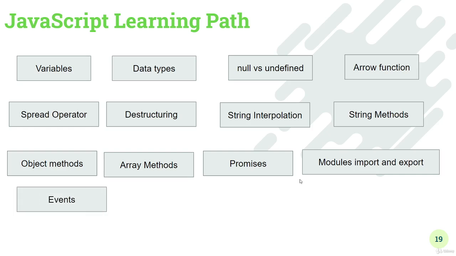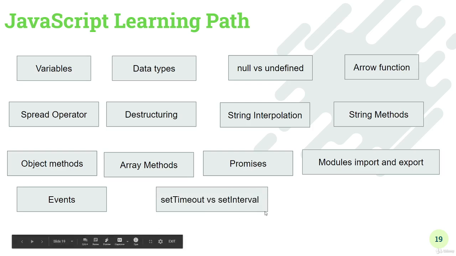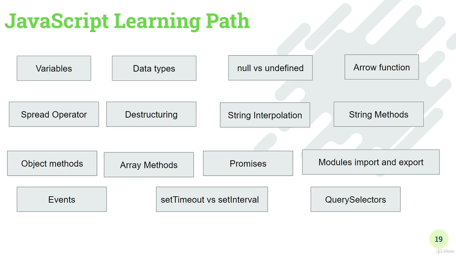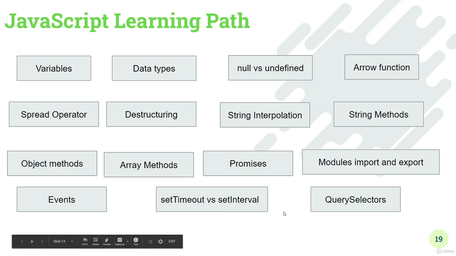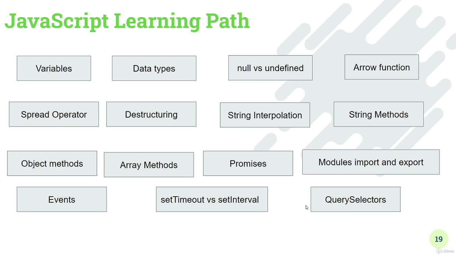After that, we'll look into events. Every programming language has the event concept, like on click of a button, what should happen. Then we'll move on to the difference between setTimeout and setInterval, and how to differentiate between them. And at the end, we'll look into querySelector, how you can fetch or find an element from the DOM. So these are the 15 topics that are very much needed to become a master in LWC.